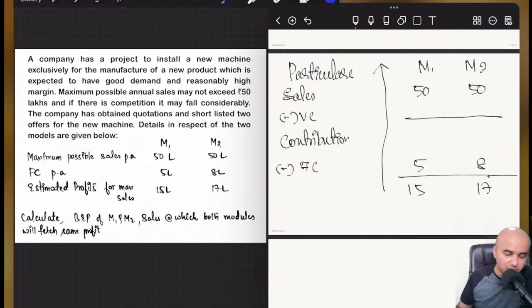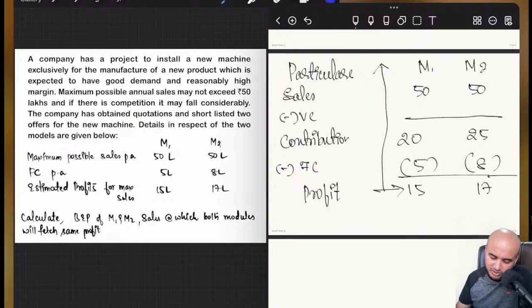For example, we just saw a few minutes ago that contribution is nothing but fixed cost plus profit, because if you deduct fixed cost from the contribution you will end up with profit. This 15 and 17 is nothing but net profit. So net profit plus fixed cost will be nothing but contribution. In our case for M1 it would be 15 plus 5, 20. For M2 it would be 17 profit plus fixed cost 8, so contribution would be 25. So we have at least figured out one important thing, that is contribution.